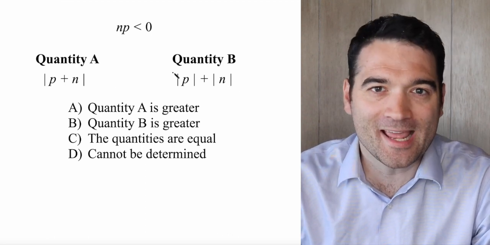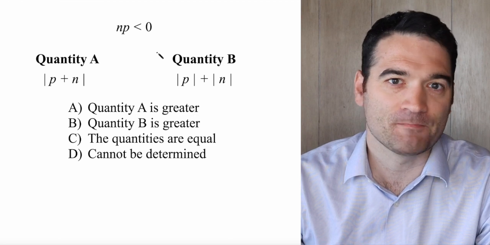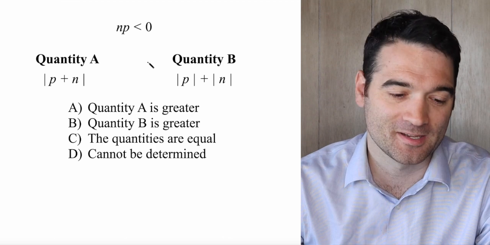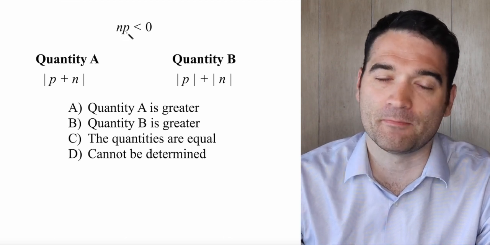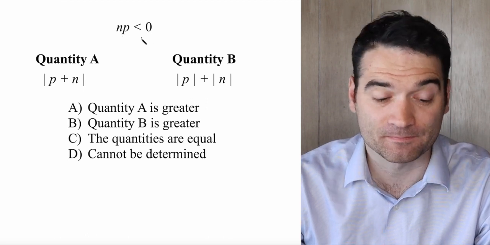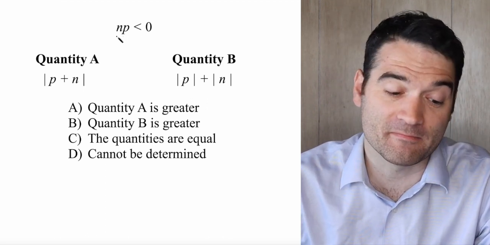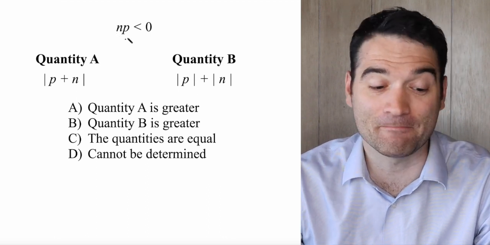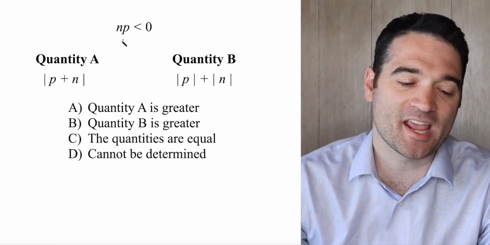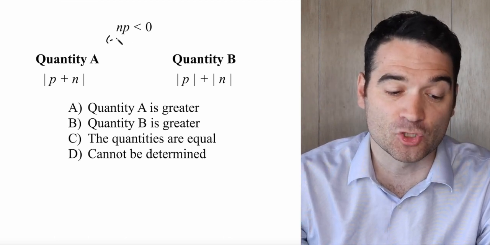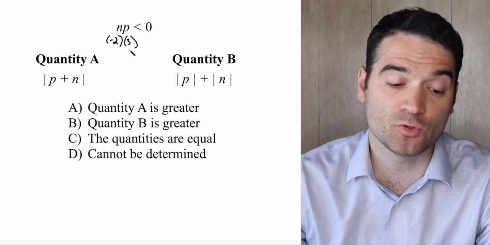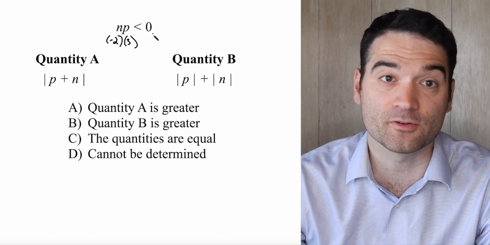All right, well, when I get an algebra question like this on quantitative comparison, my first step is always to just try something out. Try a number. Why not? See what happens, right? So let's just pick numbers for n and p. We're told that n times p is less than 0, is negative. So I'm going to say that maybe n is a negative number and p is a positive number. Let's just say that n is negative 2 and p is 3. Negative 2 times 3 is indeed less than 0, so that works.